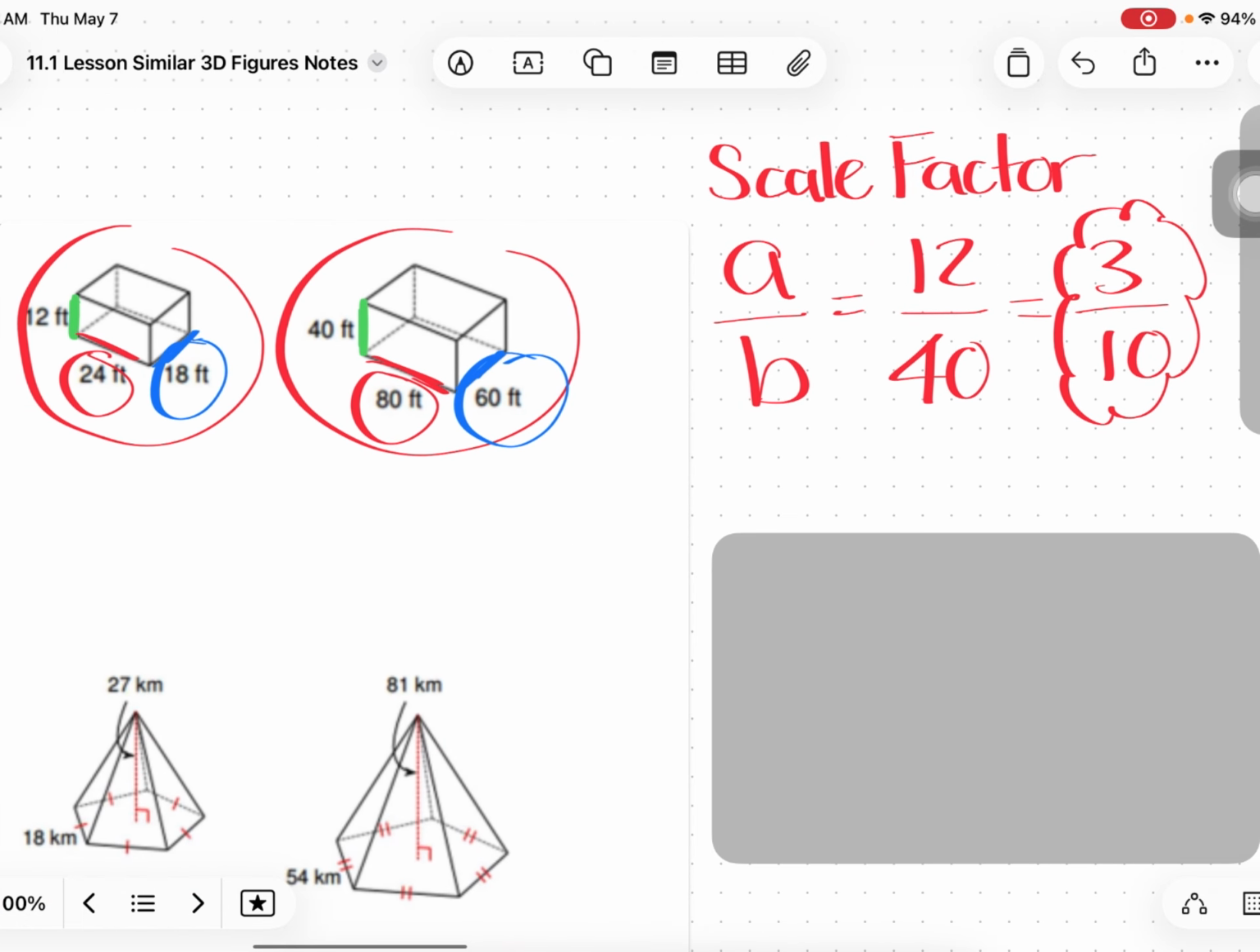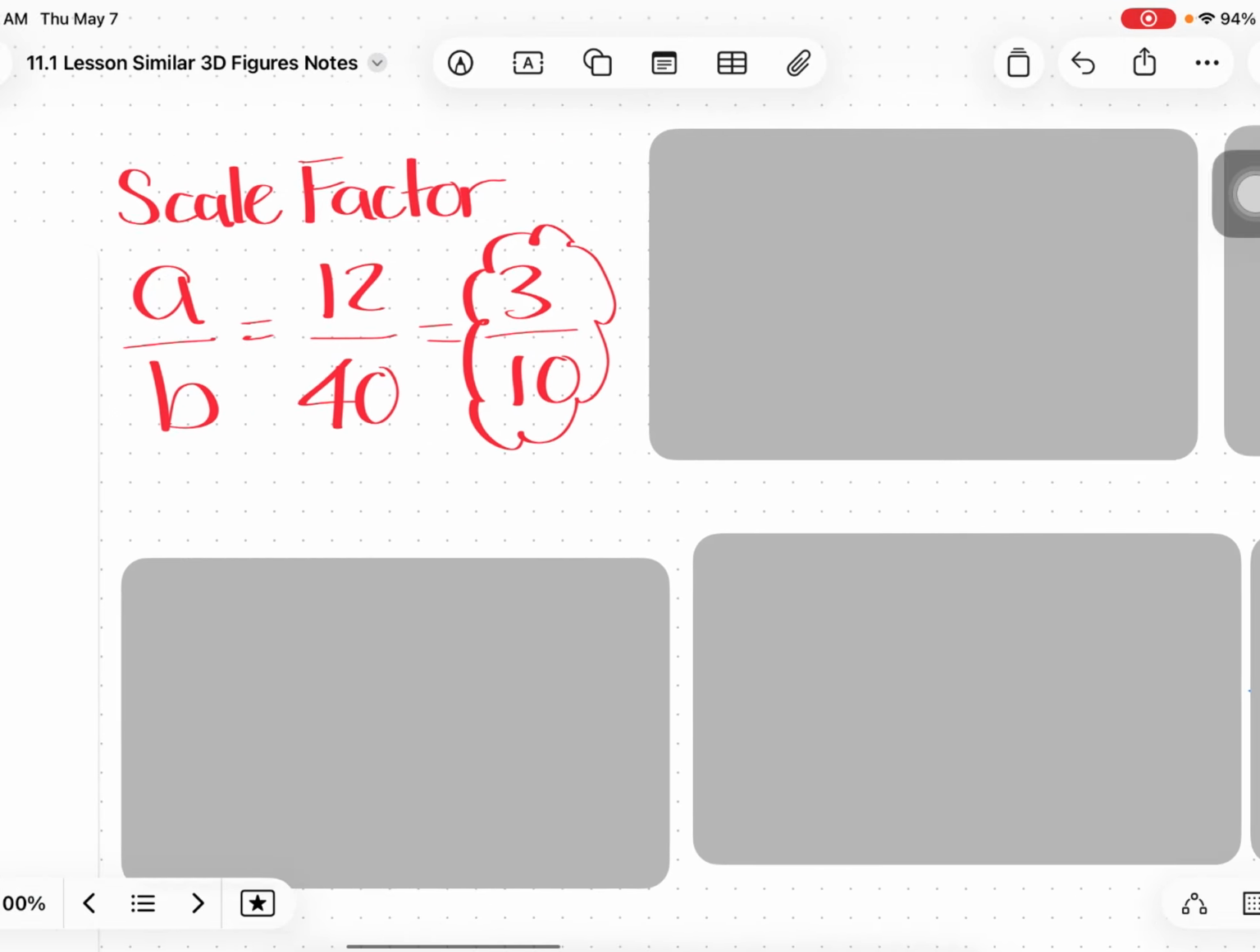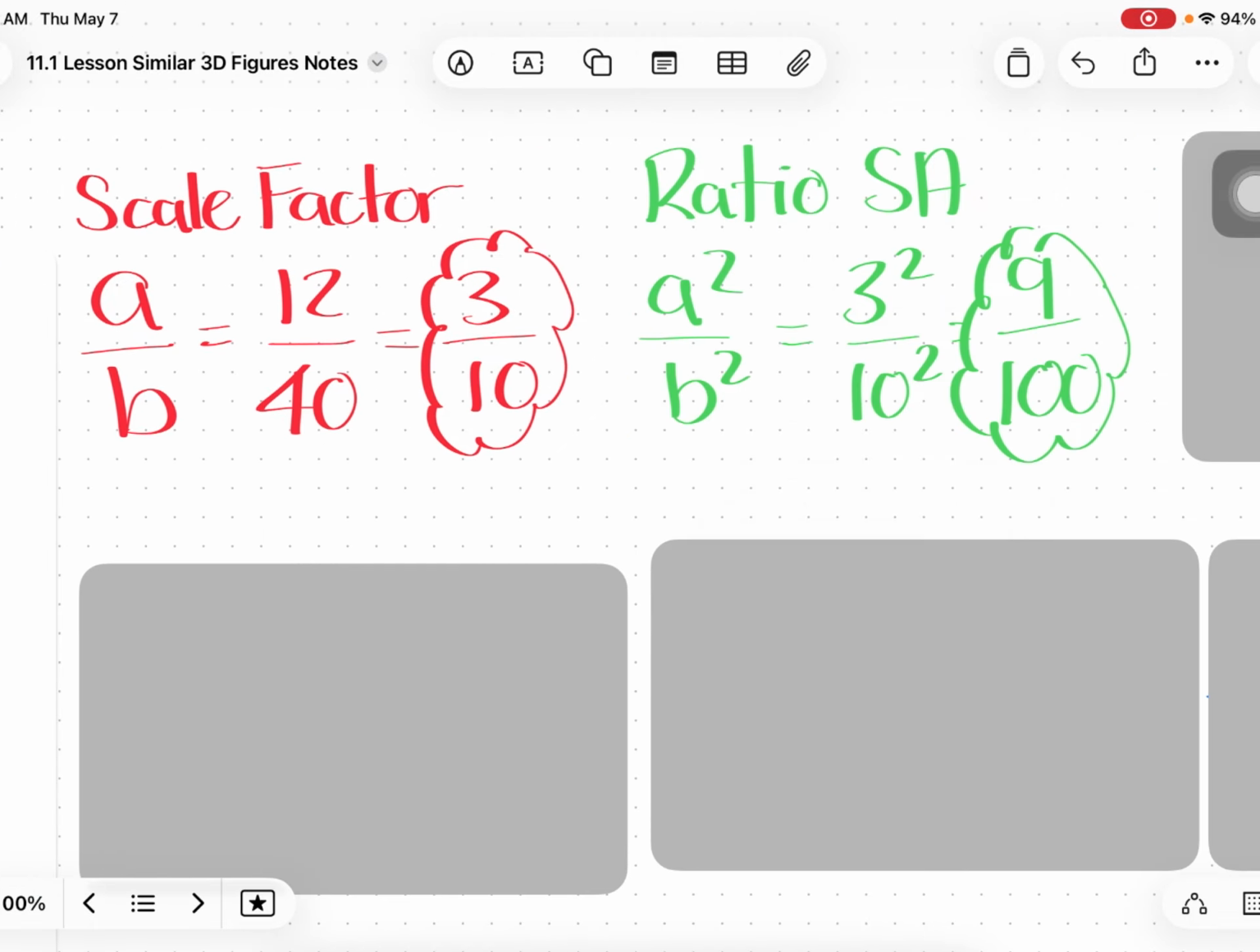And so in a future lesson, we will actually calculate the surface area of these shapes and the volume of these shapes, but what we can figure out right now is what the ratio of the volume of the small rectangular prism would be to the big rectangular prism, and we are going to do that by squaring A and B. So A is 3, B is 10. And so if we square both of those, we will get the ratio of surface areas. So our surface areas will have a ratio of 9 to 100.